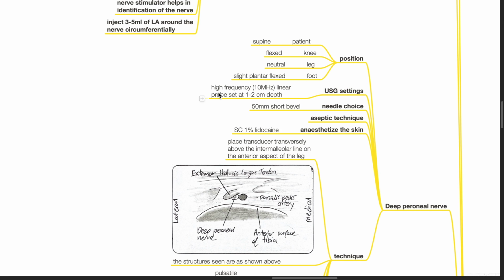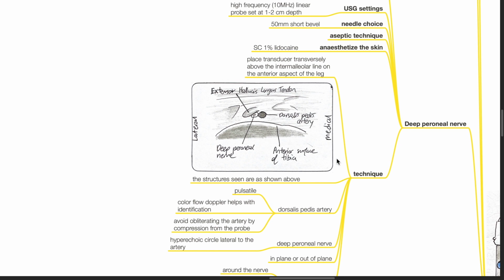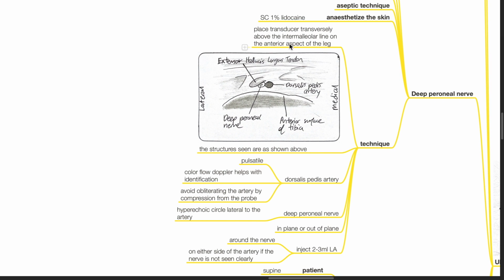Use a high frequency linear probe set at 1 to 2 cm depth. Use a 50 mm short bevel needle. An aseptic technique should be used. Anesthetize the skin with subcutaneous lidocaine. Technique. Place the transducer transversely above the intermalleolar line on the anterior aspect of the leg.